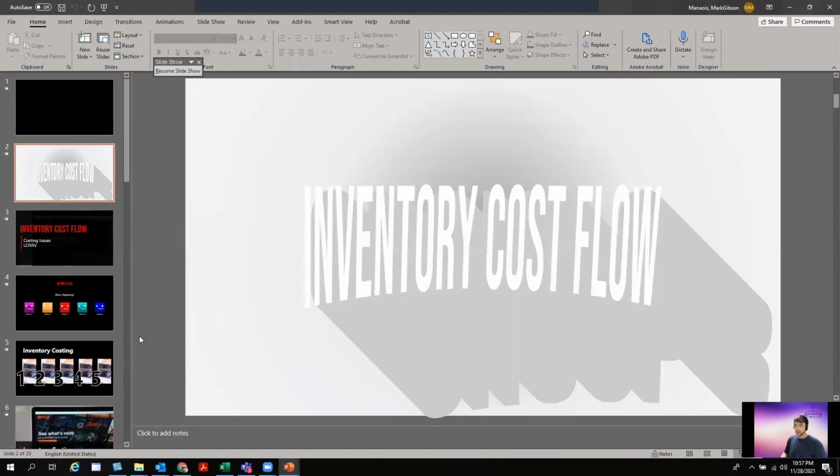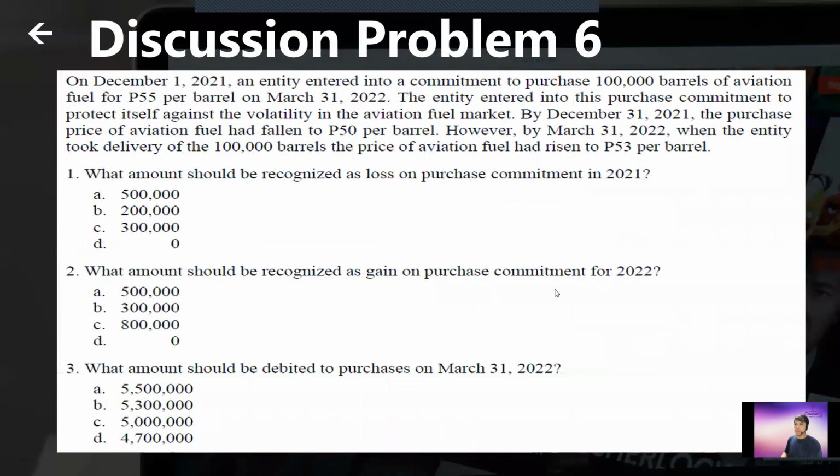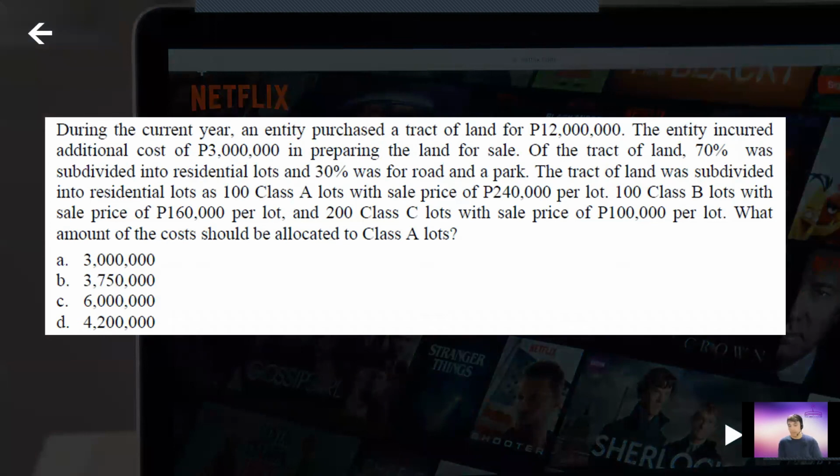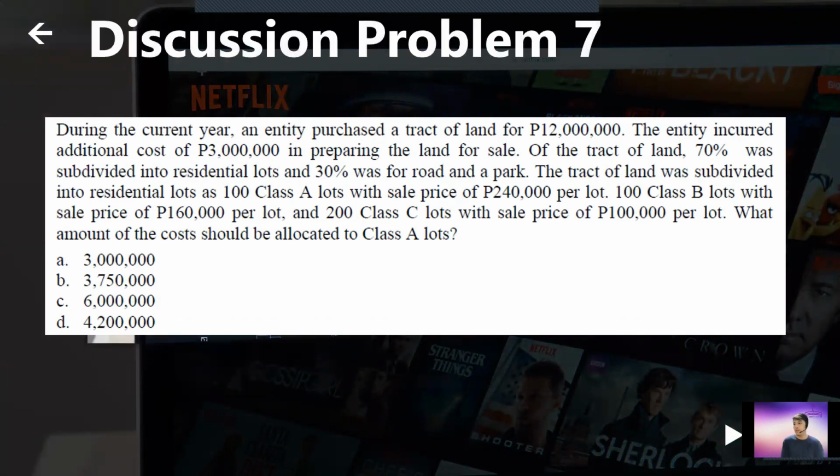Okay, so let's have problem number 7. So in problem number 7 class, we'll talk about the lots naman, no? So what amount of the cost should be allocated to Class A lots? Kung naalala nyo, during my discussion earlier, ito yung lump sum price, no? So ano nga yung approach? Sabi natin relative sales price approach, no? So we'll apply that concept on discussion problem number 7.